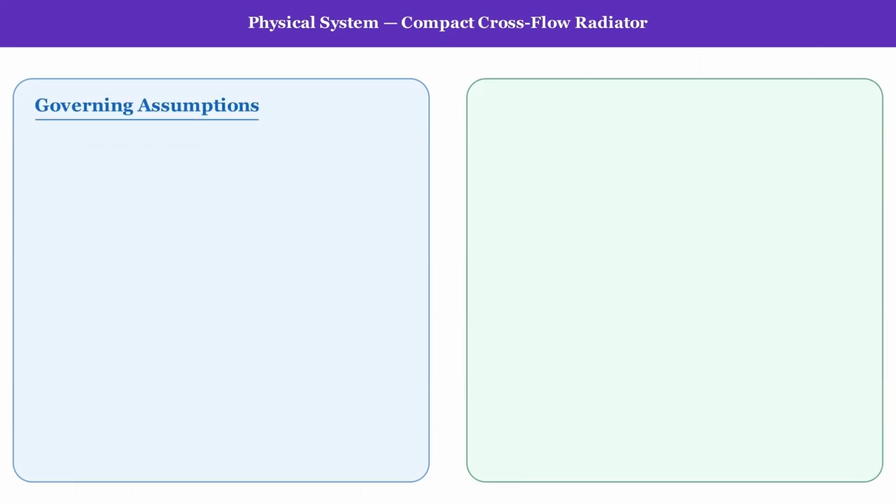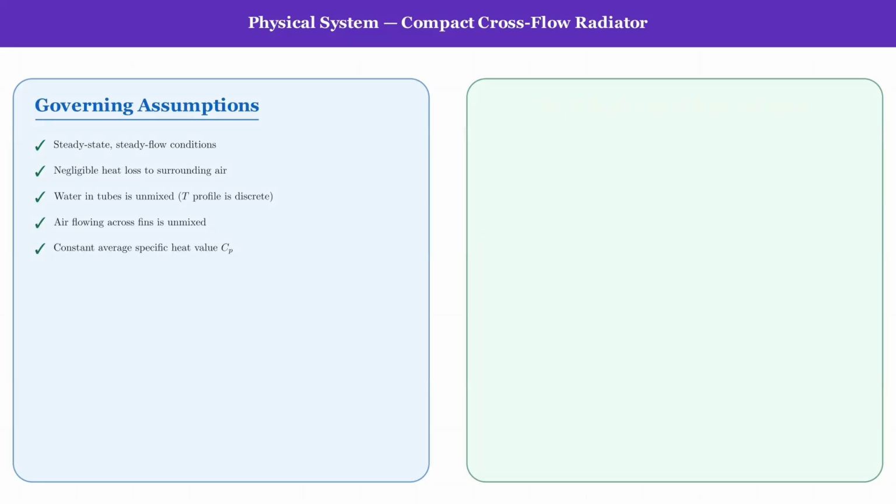On the left, we define the governing assumptions that make this analysis tractable. First, steady-state, steady-flow operation. All temperatures, flow rates, and fluid properties remain constant in time. The engine is running at a settled operating condition. Second, negligible heat loss to the surroundings. Every joule released by the hot water is received by the air. There is no leakage of energy to the environment outside the exchanger.